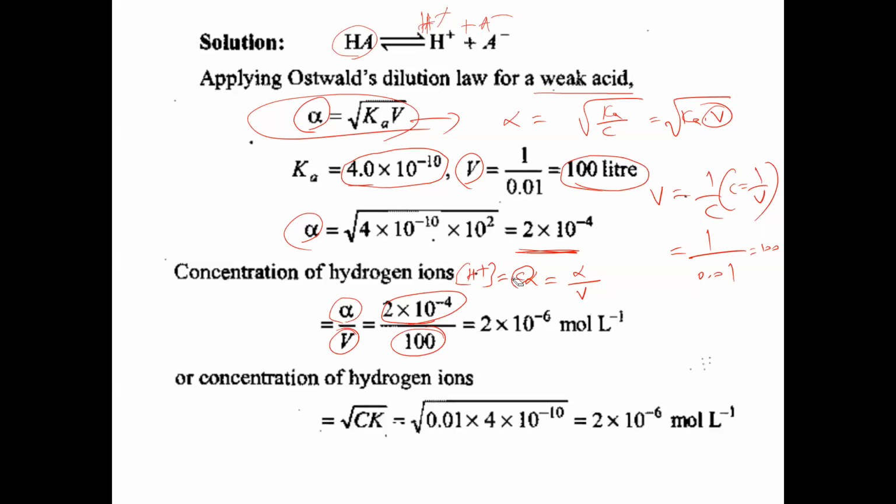Otherwise, directly C into alpha we can take. C is given as 10 power minus 2. Alpha is obtained here as 2 into 10 power minus 4. So the concentration of H plus ion is under root Ka into C. Ka value is given, and C, the concentration, is given. So we get 2 into 10 power minus 6. By this method or by that method, this formula we can use directly, under root Ka into C, or otherwise alpha by V. Any one we can take here. Let's take the screenshot of this one.